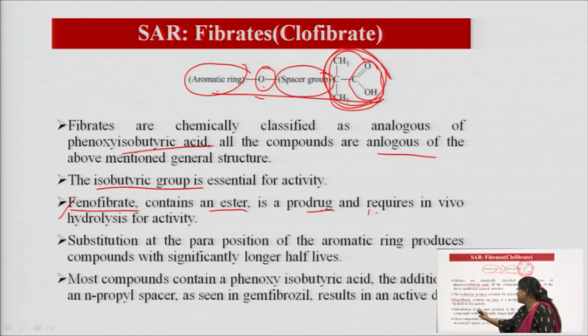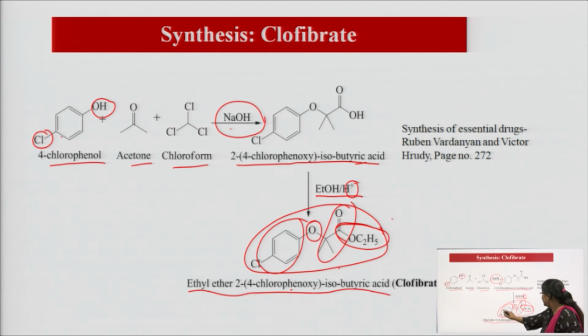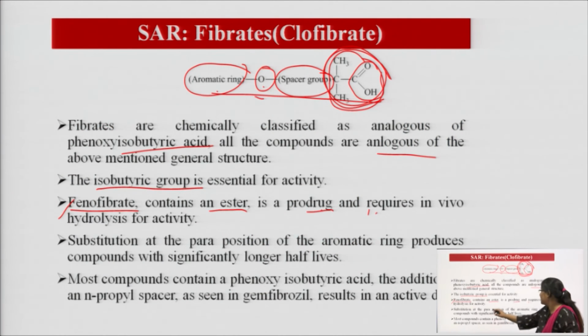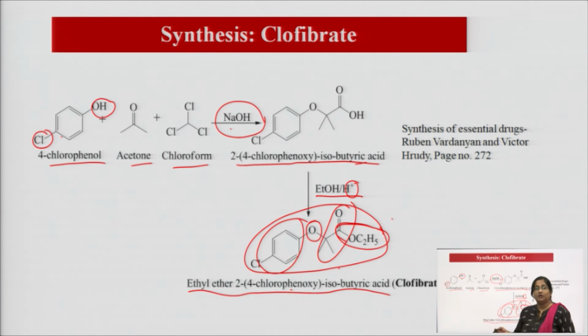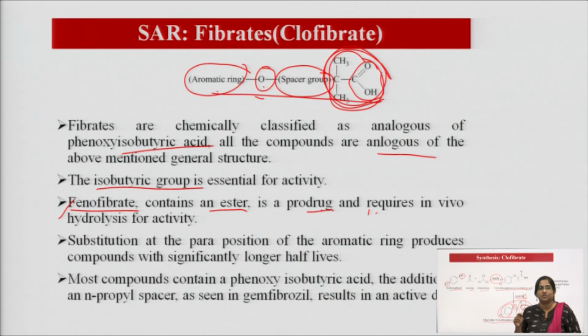Next is substitution at the para position of aromatic ring. Substitution at the para position of the aromatic ring produces significant longer half life. That means the effect will be more visible at the para position if there are substitutions there.